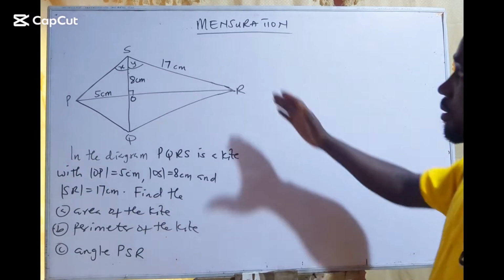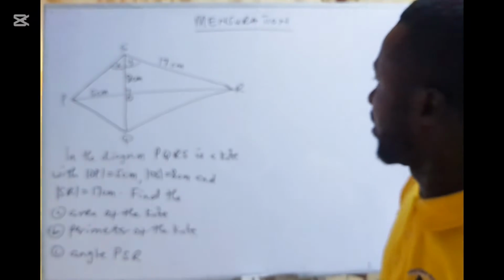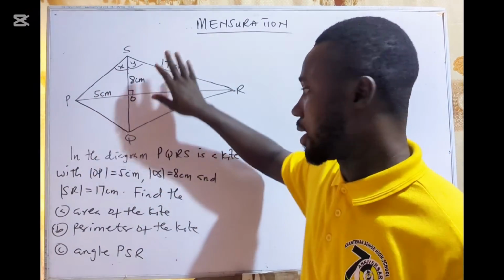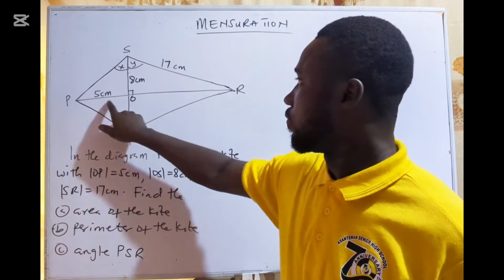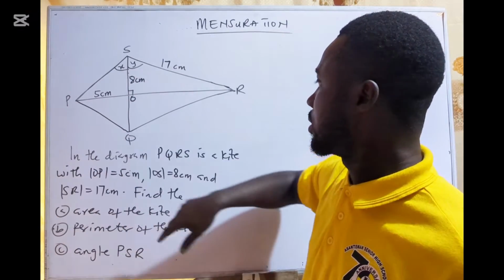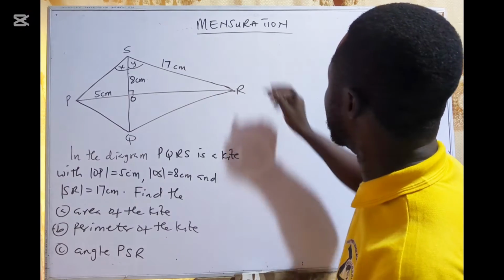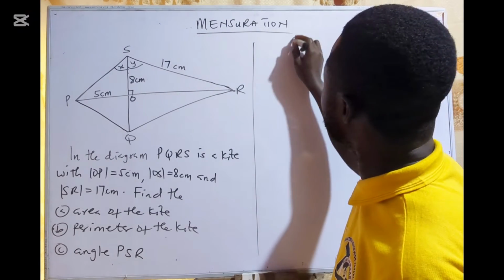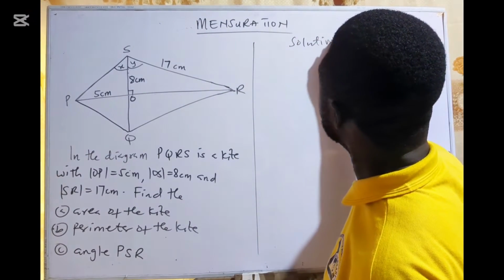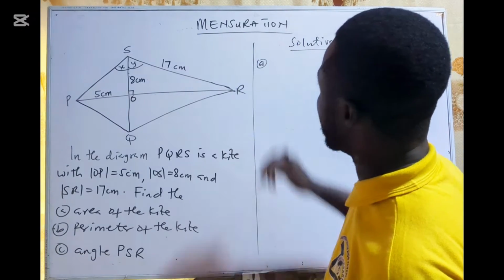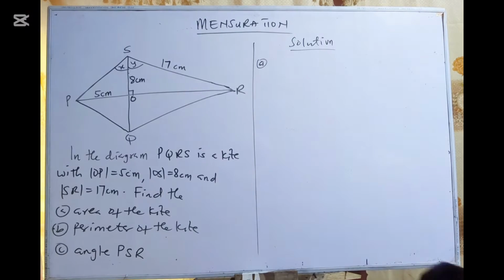Hello. Let's solve this question. In the diagram, PQRS is a kite. So the diagram there is a kite with OP 5, OS 8, and then SR 17. Find the area. Okay, so we are going to find the area of the kite.